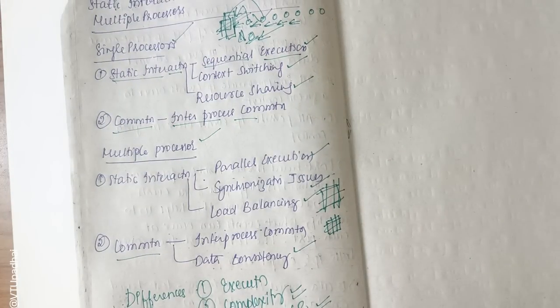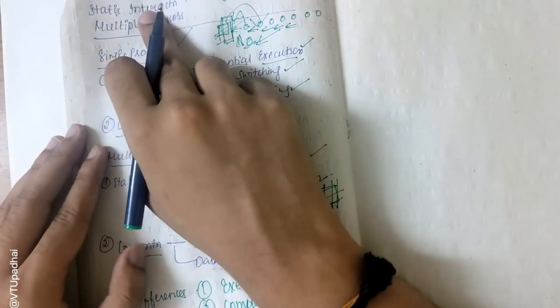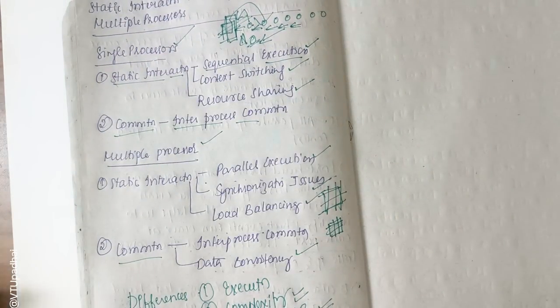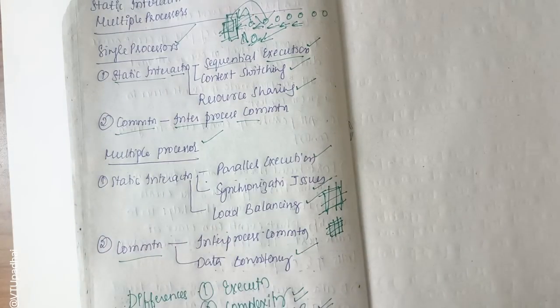In the exam, they can also ask the dynamic interaction for single processors and multiple processors. The notes would be available in the description for this module, my handwritten notes, and along with this, the PPT and the PDF would also be available.